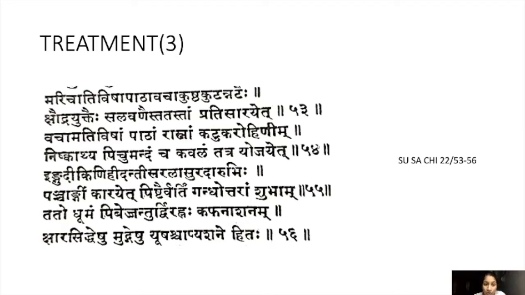Then you can go for Kapala. Kapala can be done with Vaja, Adivisha, Pada, Rasna, Kaduka Rohini. You can do Kashaya using this and you can go for Kapala. And you have to make Panchangi. Panchangi can be made with Ingudi, Kinihi, Dandi, Sarala, Suradaru. That is Panchangi. So that you have to make.